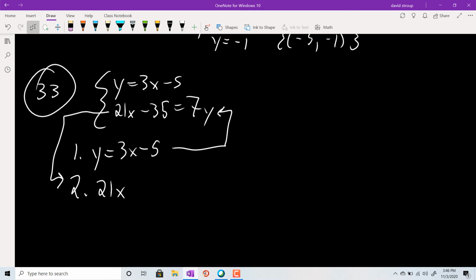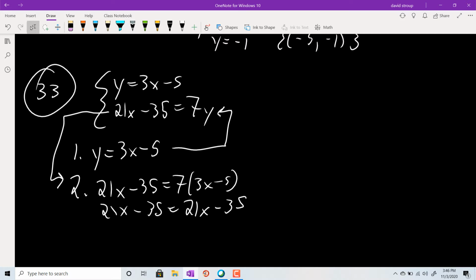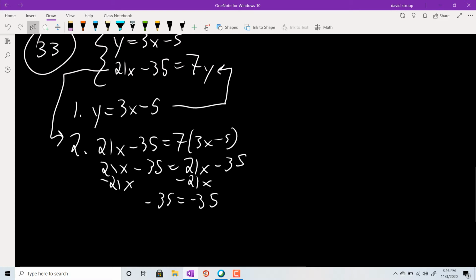Okay, so I get 21x minus 35 equals 7 times 3x minus 5. So I get 21x. You try to solve for x, right? So distributing 21x. I'm not overthinking. I mean, obviously something weird is going on because I got the same thing on both sides. Anyway, you just work as usual, business as usual. Move the 21x over. I get -35 equals -35, that's a true statement. And what did that mean for us? That meant infinite solutions.